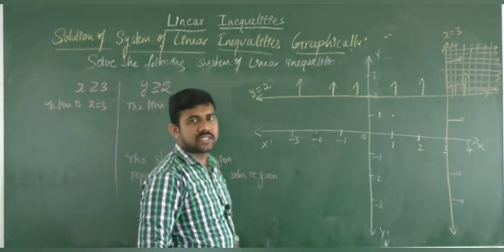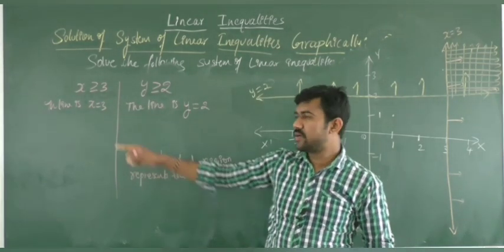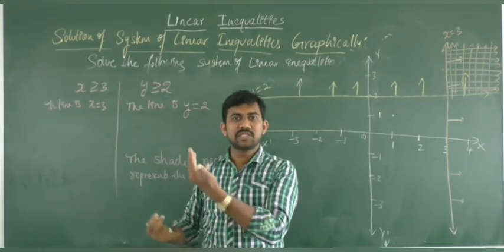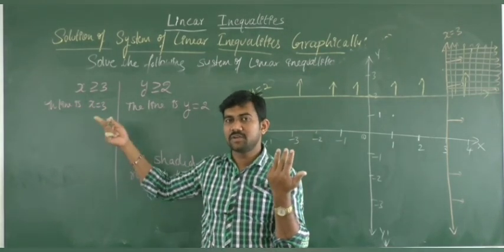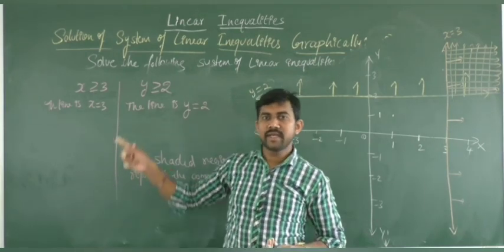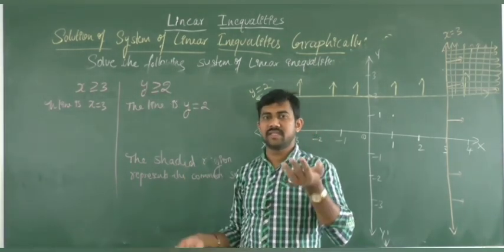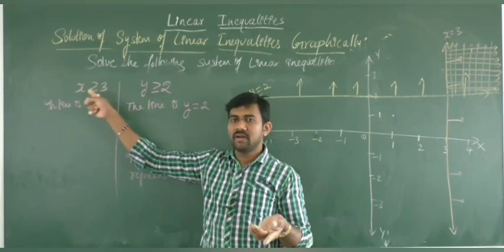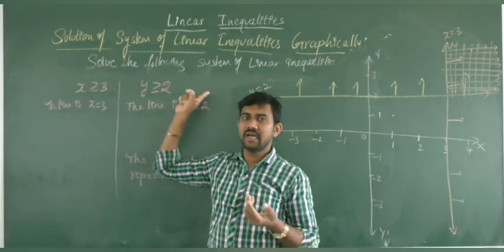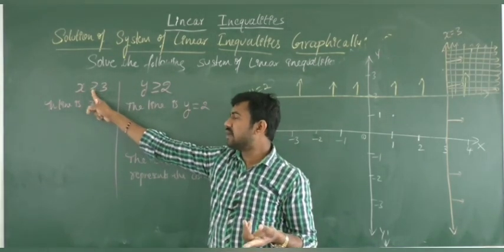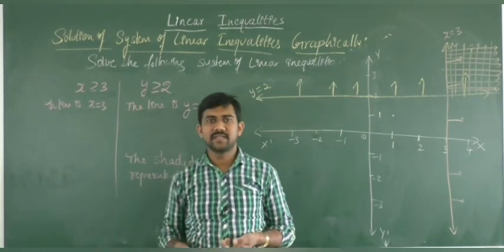Very easy, right? So whenever you have x greater than or equal to 3, the solution region is the right side. x greater than or equal to c, right side. y greater than or equal to c, upper side. If you have the greater than symbol, it is the right side, upper side. If you have the less than symbol, left side, lower side. That is the solution region.